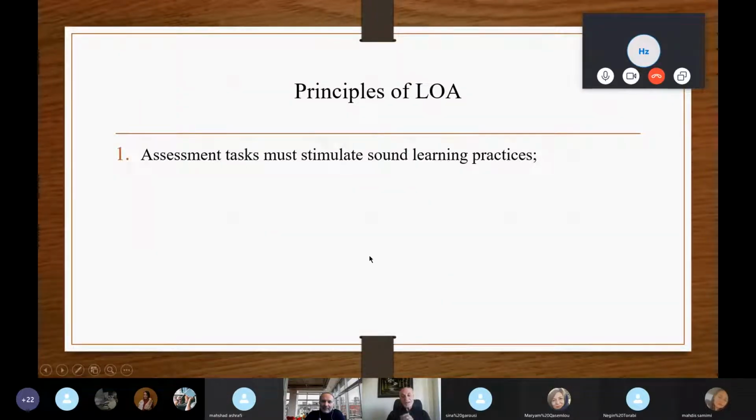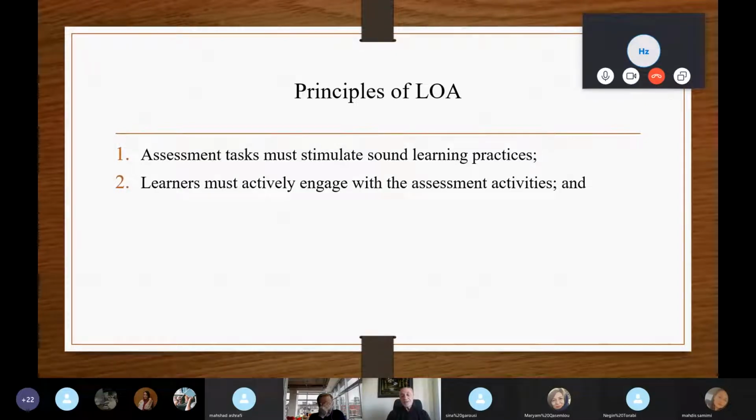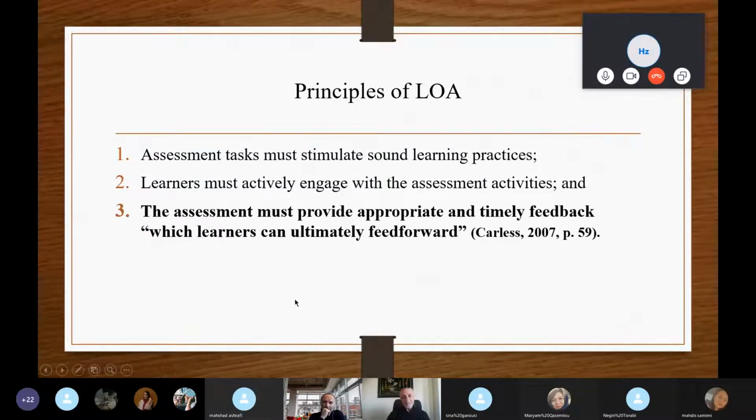Now, in LOA context, assessment tasks are not just tests, but they should stimulate learning practices. It means that assessment should help learning, and learning should help assessment. Learners must actively engage in the assessment activities. What does that mean? If your assessment task is the same as your learning task, then when students get engaged in the process of learning, they're also getting engaged in the process of assessing.